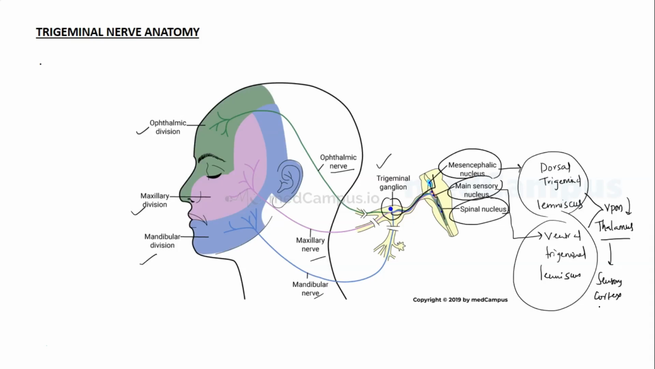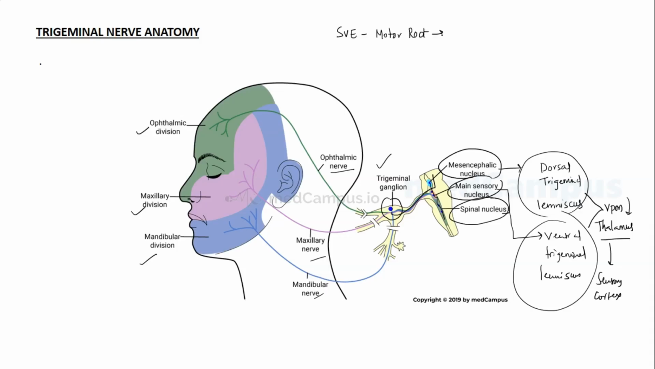Now we are done with the nuclei. We are done with the functional columns associated with it. Now let's look in detail at the functional columns and what areas they are actually supplying. We'll start with the special visceral efferent column, that is the motor root.